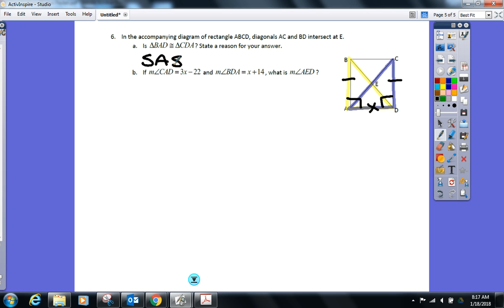Anybody see any other methods I could do? Because I just picked that one. What other methods could I do here? What do you know about the diagonals of a rectangle? Diagonals are congruent, so I could also go side, side, side. I could also go, it's a right triangle, HL. Yep, could also go HL if I wanted to.